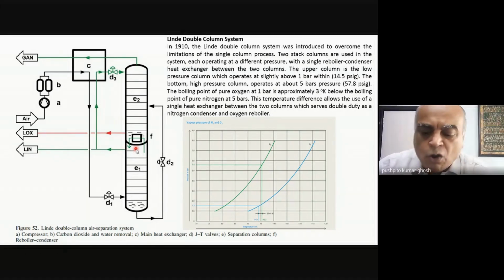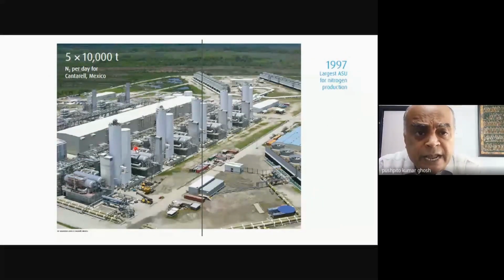Yes, sir. Okay. And you can see again, this is a plant. Look at the capacity for nitrogen. They're saying nitrogen, but I presume these plants also produce oxygen. It must be. If they only have a requirement of nitrogen, then of course they will use the liquid oxygen to minimize the power requirement for the compression preceding the Joule-Thomson expansion. That's what they'll do. But this is a plant which produces 50,000 tons of nitrogen per day in Mexico.